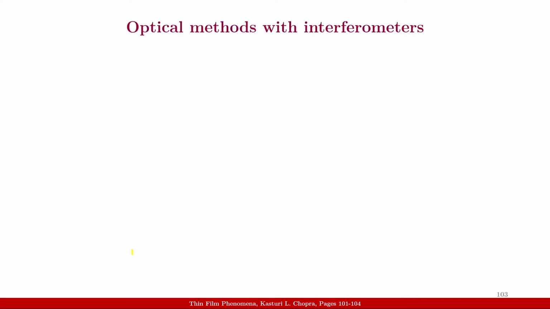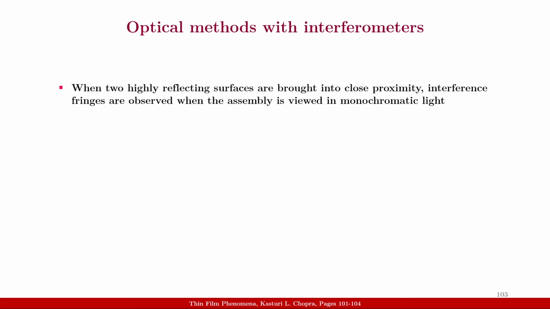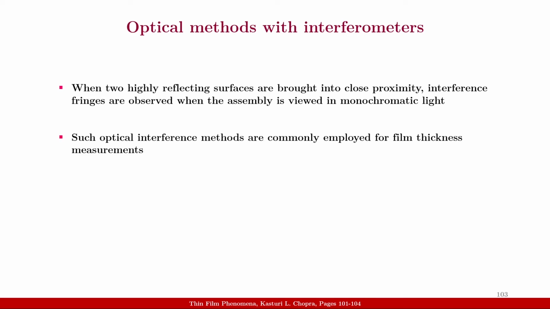The optical methods with interferometers. When two highly reflecting surfaces are brought into close proximity, interference fringes are observed when the assembly is viewed in monochromatic light. Such optical interference methods are commonly employed for film thickness measurements.